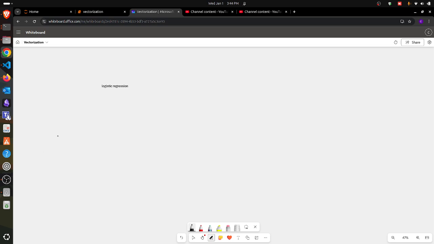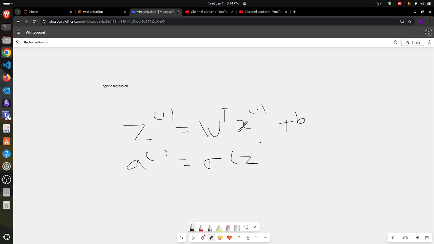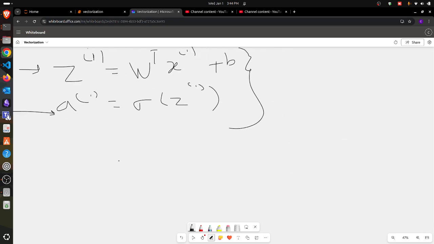So z1, which is our normal traditional function, by the way, it is not i, it is 1: z1 equals w transpose x1 plus b, and a1 is going to be the activation function applied to z1, and this is our prediction of the first example. So that's how we're going to write prediction of the first example.